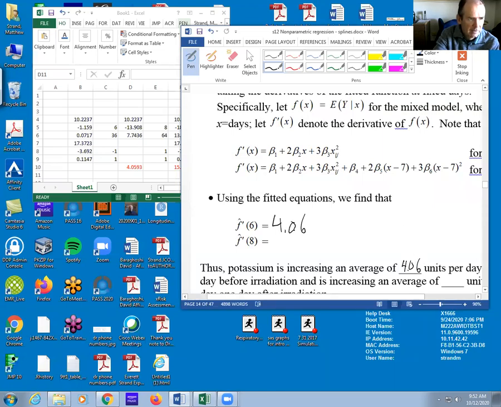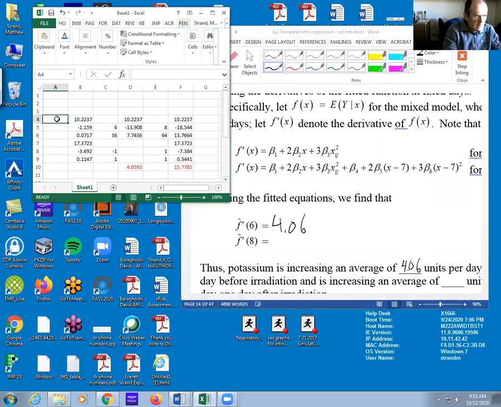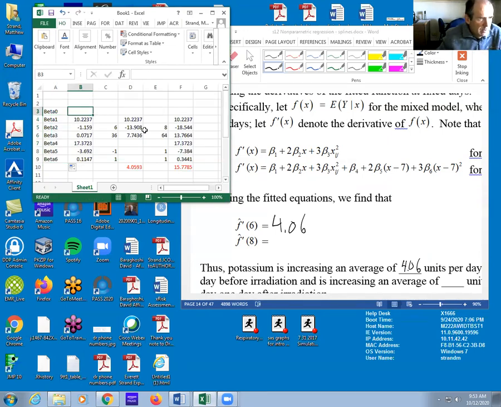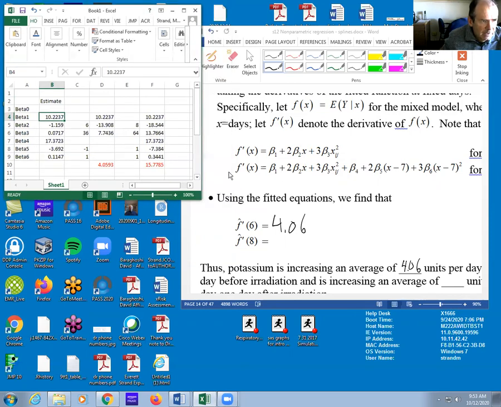Well, I go back to these, so beta naught I actually didn't write on there. See if this will do for me. It's smart enough. Yep. So these are the estimates for those parameters. And then I just figured it out, plugged in the value of x. So if x is 6 or 8, I use those values. And so this would be the estimate here.